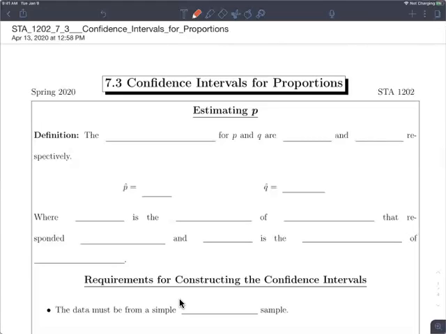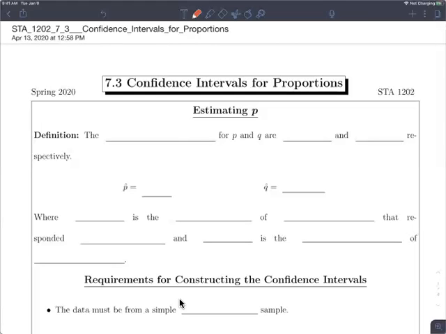Every single time. And this section is different from 7.2 because if you think about it, if you're estimating a mean, that means the variable that you're estimating that mean for has to be a quantitative variable. But if you're estimating a proportion, you're estimating the proportion of people that gave you a certain response. That's not necessarily a number, right? So this is typically for categorical or qualitative variables.